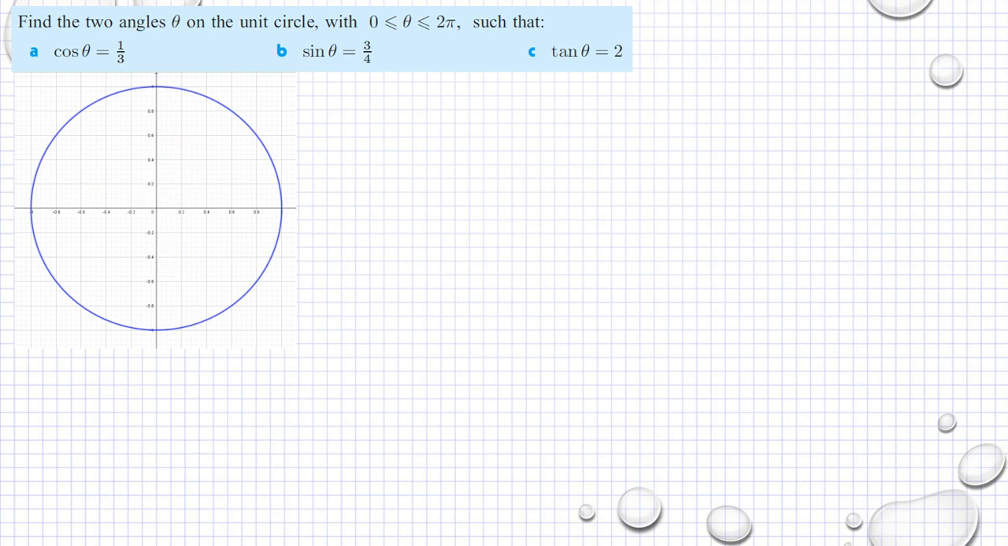Okay, let's try another. The B. Sine theta is equal to 3/4. Our y is 3/4. Almost there. There you go. That means we have our theta there, and we have another theta. Let's take blue there. So this one is 3/4. We have sine theta is equal to 3/4. And then theta is equal to arc sine 3/4.